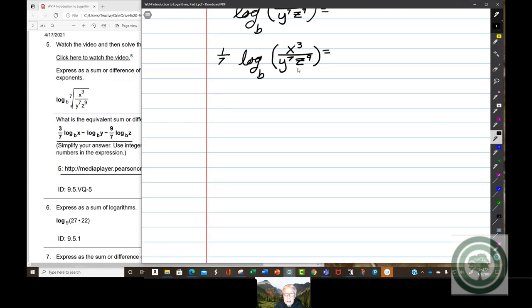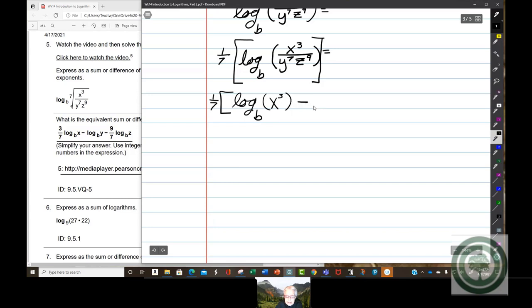You have a quotient inside the argument, so we're going to use the quotient rule now. Only 1/7th is multiplying all of it. So I'm going to put brackets here. This will be 1/7th bracket log base b of x to the third minus log base b of y to the seventh times c to the ninth.